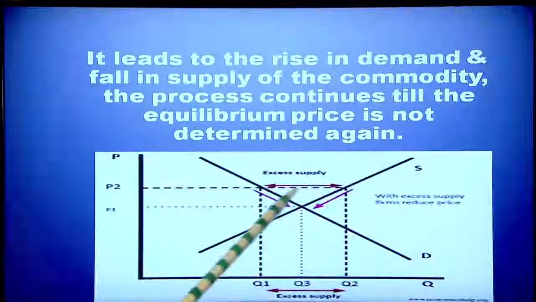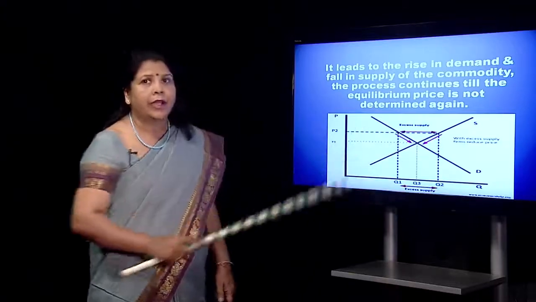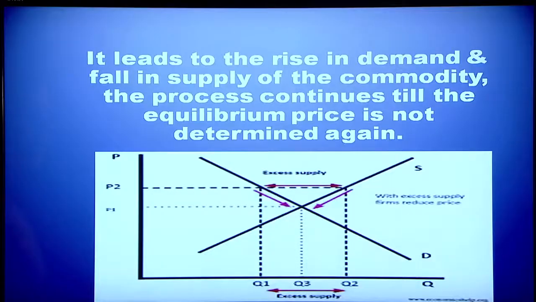Let us see this in the diagram. This is a situation of excess supply. When price is more, suppliers will try to reduce the supply, and this automatic adjustment goes on happening till this equilibrium level is achieved, till P1, Q3 are achieved. This is hence what happens in case of excess demand and supply.